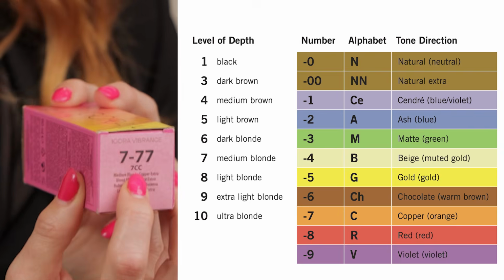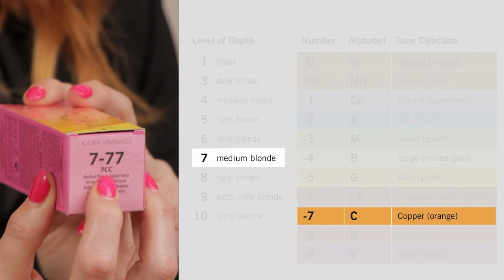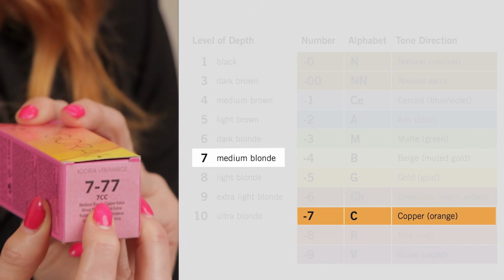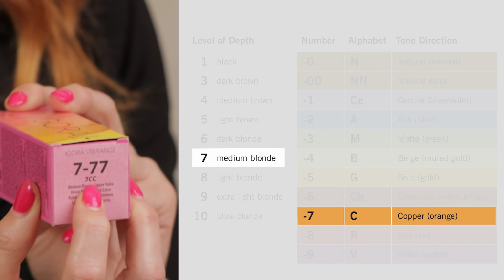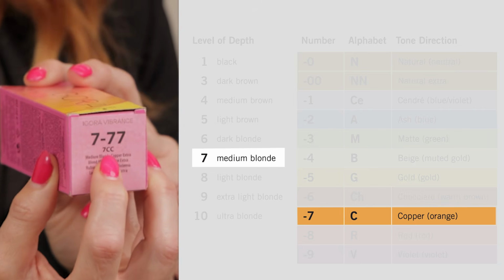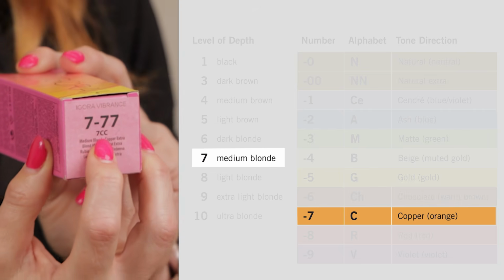One more. Copper is super popular right now, so I'm sure you've seen this out and about. 7-77, level 7 copper extra. There's two coppers, so it's 7 CC. So 7-77 is the same thing as 7 CC, which is level 7 copper, also known as level 7 copper extra. So if you're looking for that very vibrant copper shade, this is your girl, 7-77 or 7 CC.